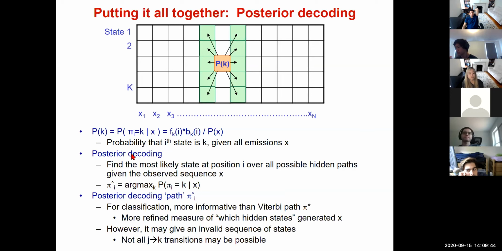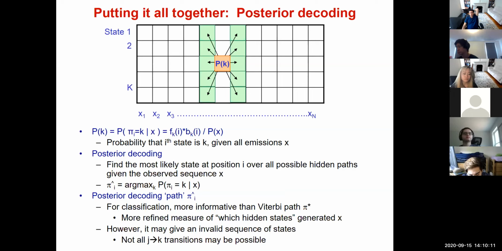So with posterior decoding, we want to find the most likely state, and then the posterior decoding quote-unquote path is very useful for classification, and it's more informative than the Viterbi path pi star. And it's a more refined measure of which hidden states generated X at every location. However, it may give an invalid sequence of states.